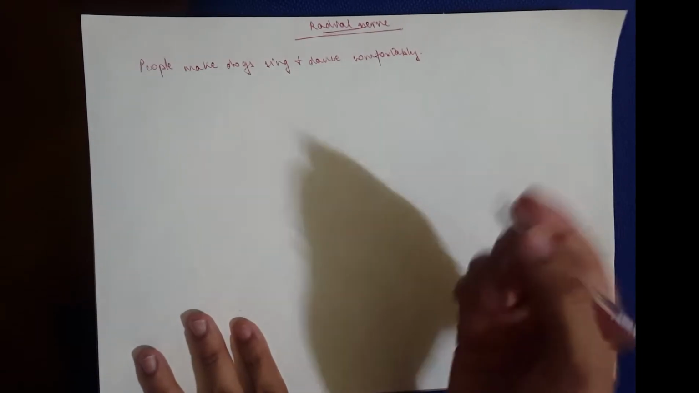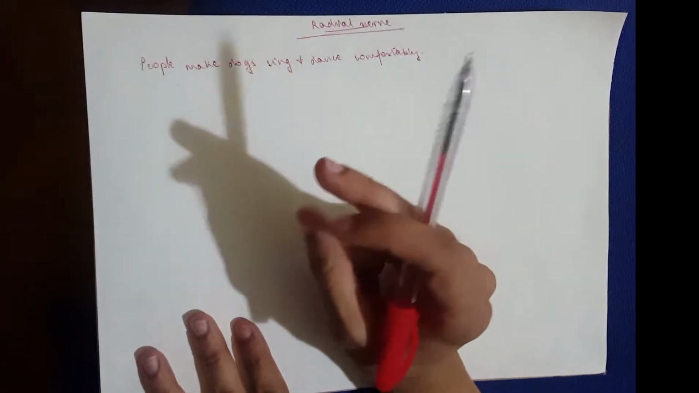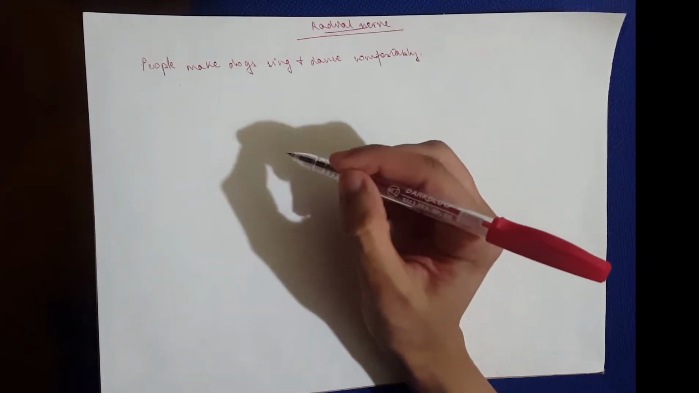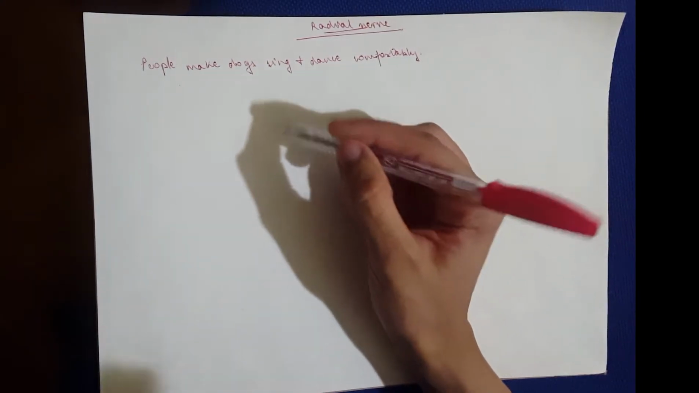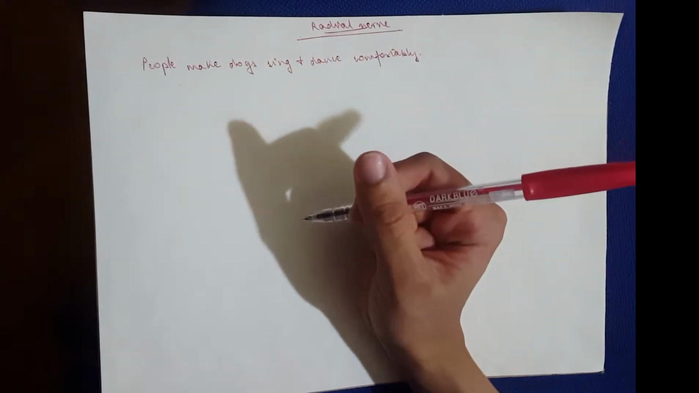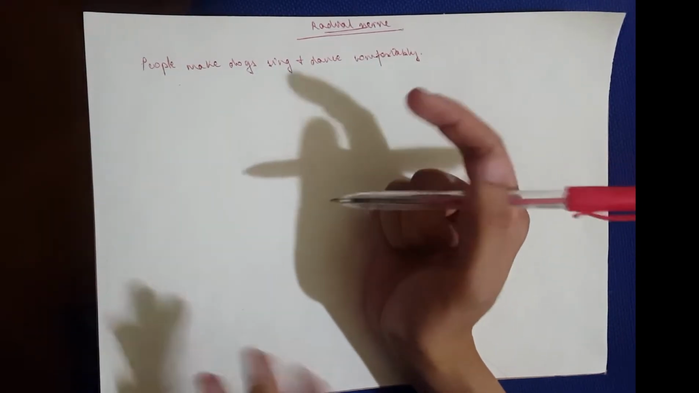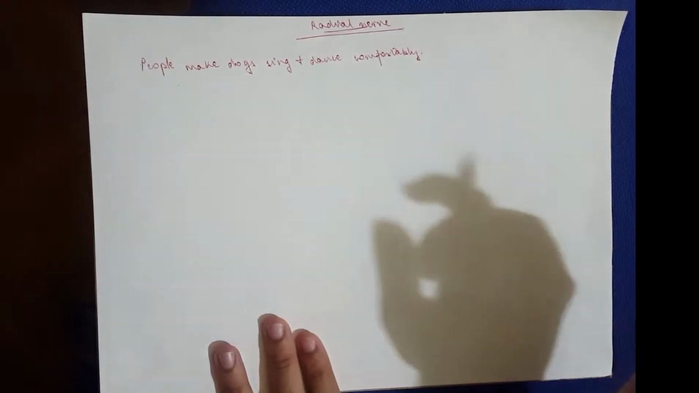Okay, so before I move on to the letters, let me tell you a general thing: the radial nerve supplies the posterior part of the arm, and it has both motor and cutaneous sensory innervation. So let's do the route that it takes.